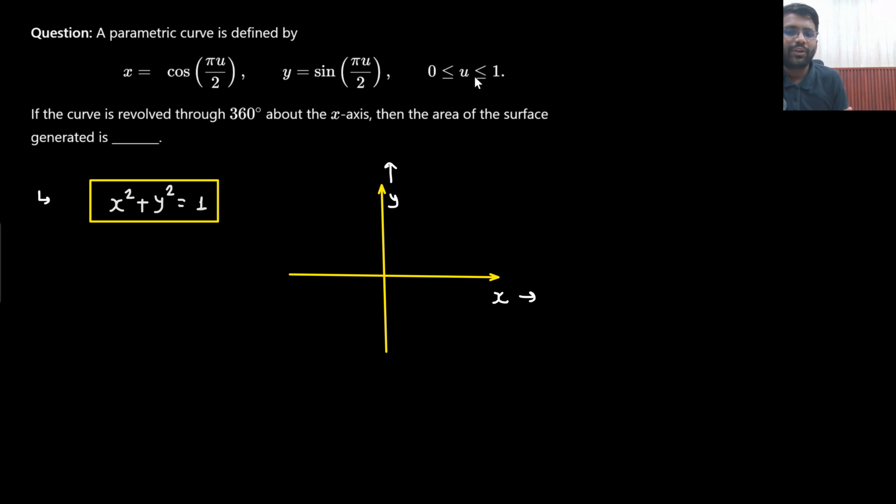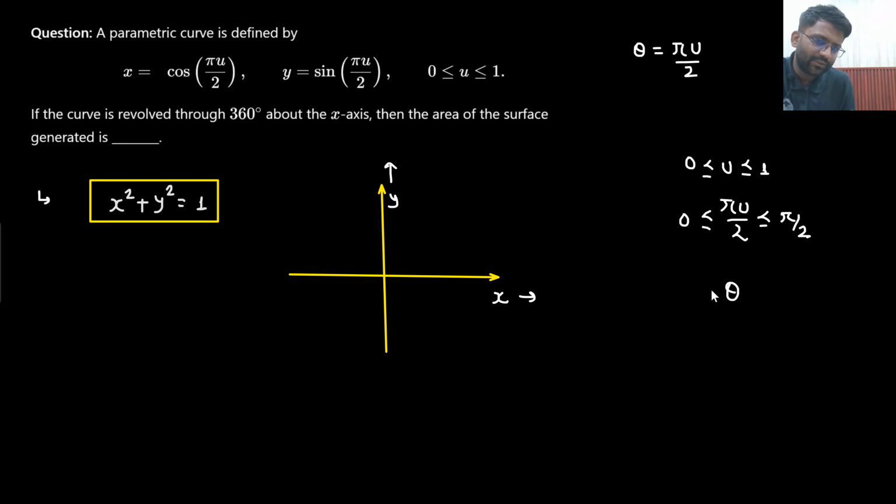Why is that so? Because you did not notice the value of u, no? The value of u is going from 0 to 1. What does that mean? What is the angle here? Pi u by 2. Angle theta is pi u by 2. So pi u by 2 will go from 0 to pi by 2.